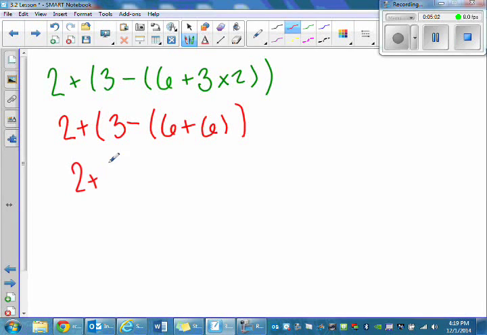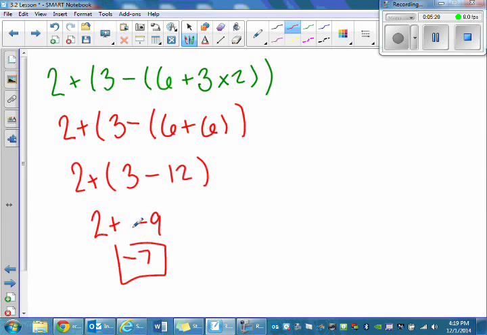Okay, we're still working on doing what's inside the parentheses. 6 plus 6 is 12. So now we have 2 plus 3 minus 12. Well, 3 minus 12 is -9. And this gives us an answer of -7.